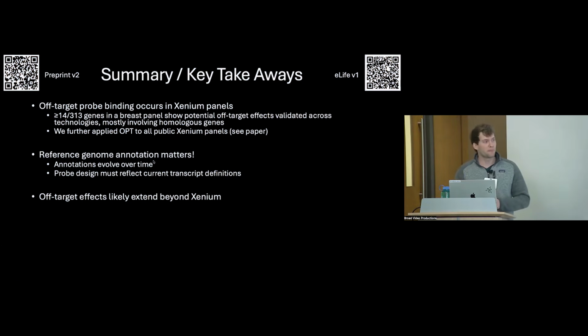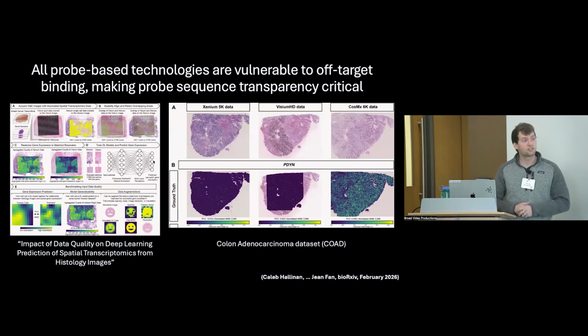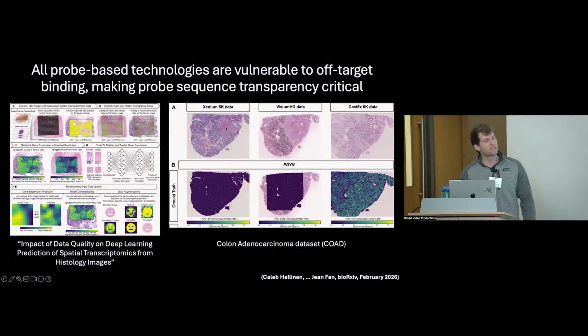Another thing I want to point out is that off-target effects likely extend beyond Xenium. The way I can show this is a recent preprint of mine where I was looking at spatial gene expression prediction using histology images. This is mainly what my research focuses on. But in this paper, we used a colon adenocarcinoma data set. And we have serial sections of Xenium 5K, Visium HD, and CosMx. And CosMx is another imaging-based spatial transcriptomics platform.